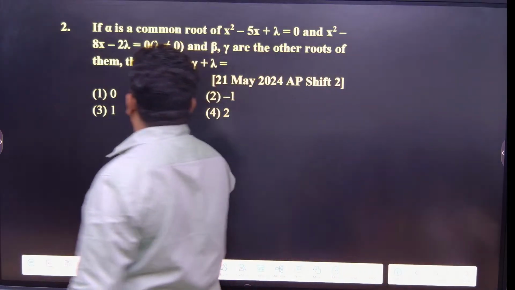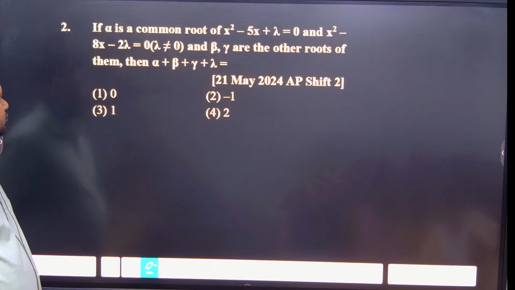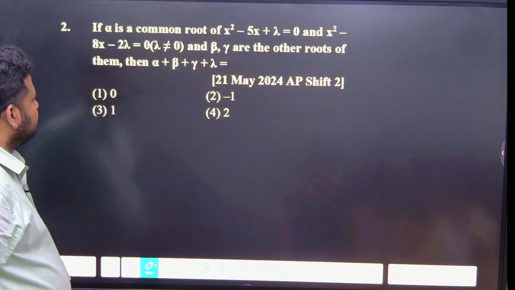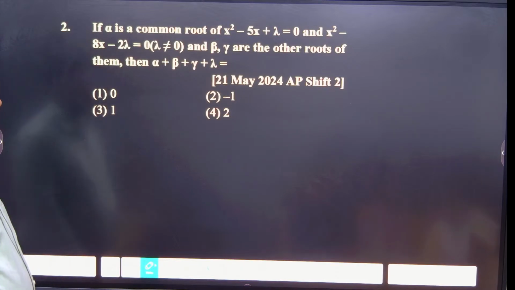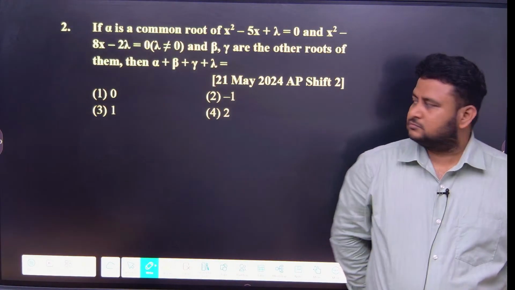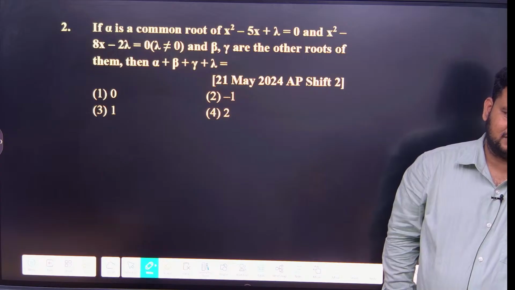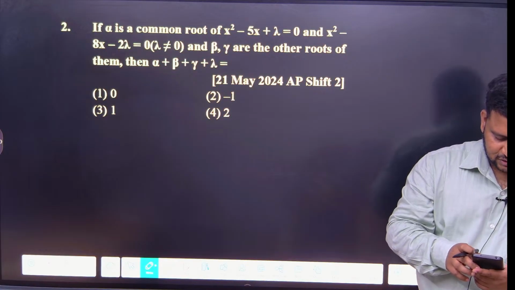Here they are telling: if alpha is a common root of x square minus 5x plus delta is equal to 0 and x square minus 8x minus 2 lambda is equal to 0, where lambda is not equal to 0, and beta, gamma are the other roots of them, then alpha plus beta plus gamma plus delta is equal to what? So alpha is a common root of these two. Alpha is a common root, so that method you will use and you will find out alpha. That's all. Try to solve this question by yourself.